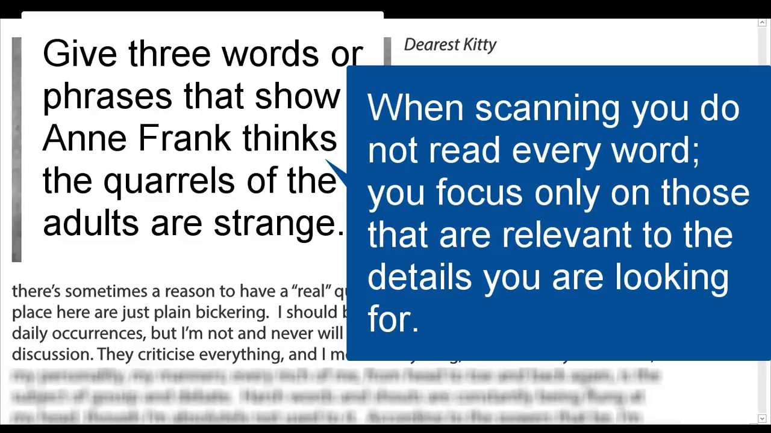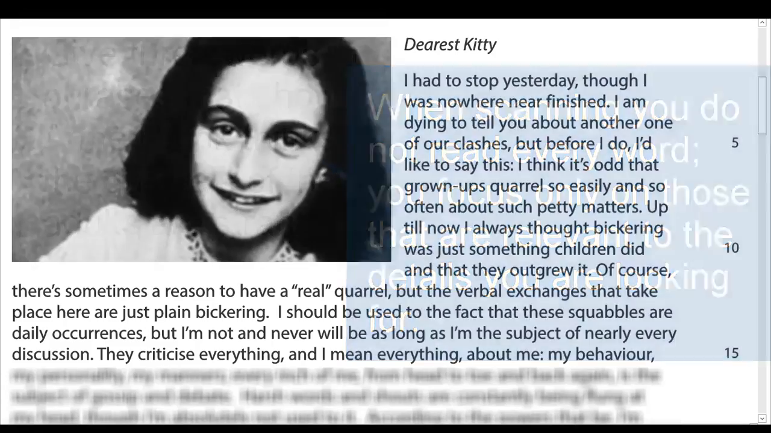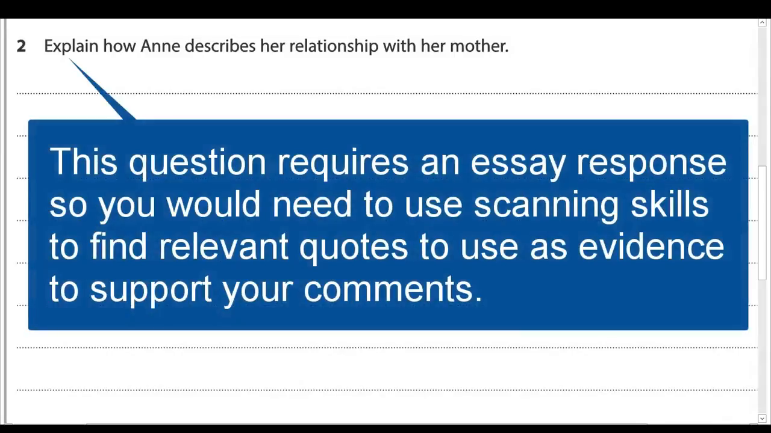Okay, so let's go back and have a look at another type of question that would also require scanning skills. So this question is asking us to explain how Anne describes her relationship with her mother. And whenever you're asked to explain, unless it says in your own words, they want you to use direct quotations from the text to support the comments that you're making.